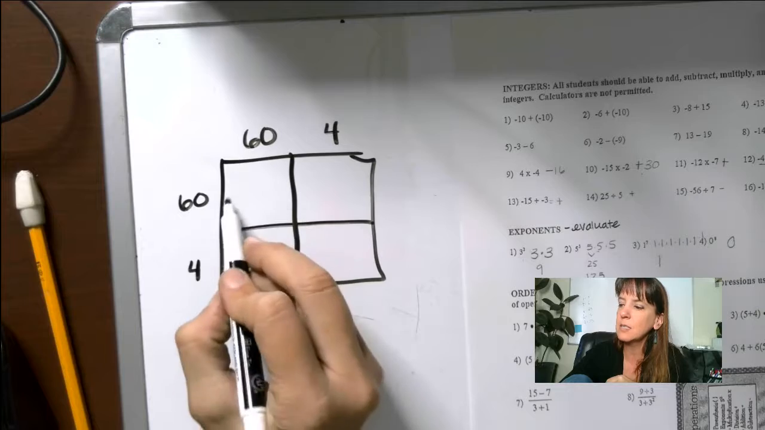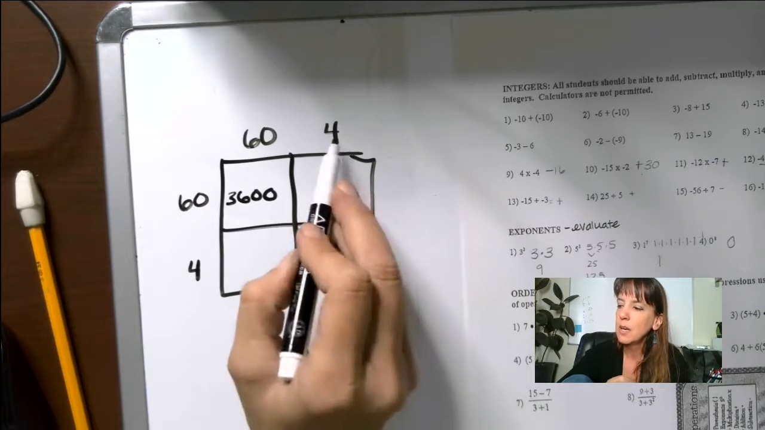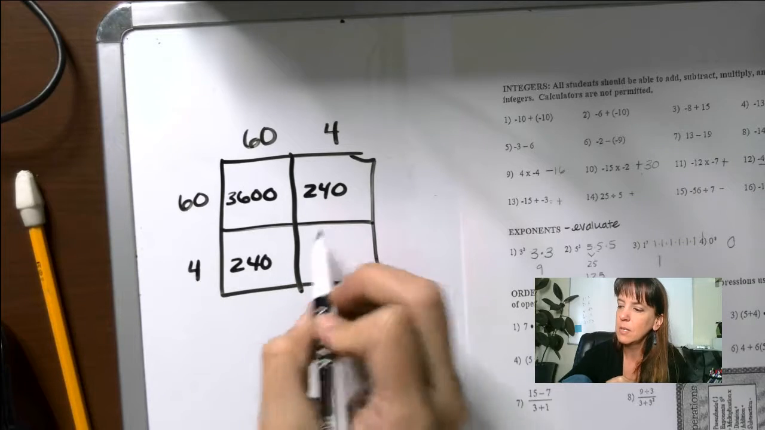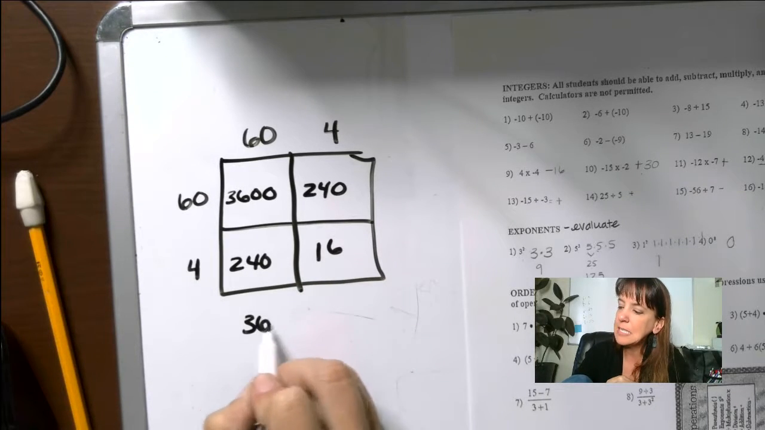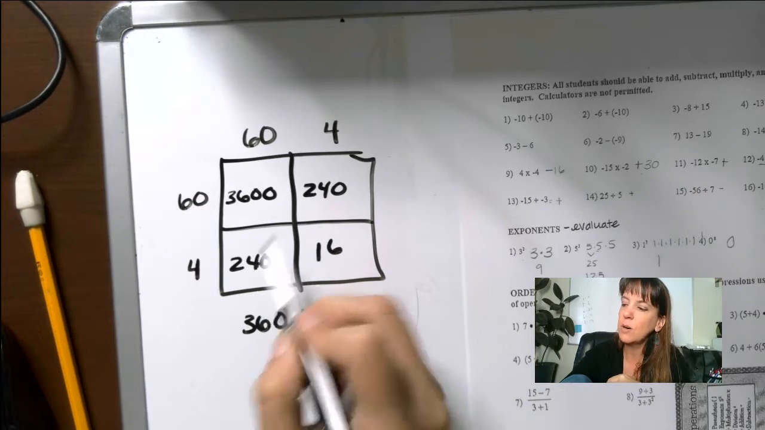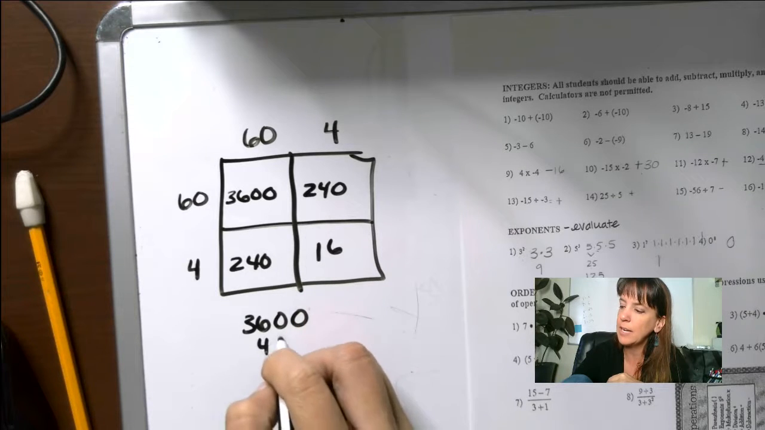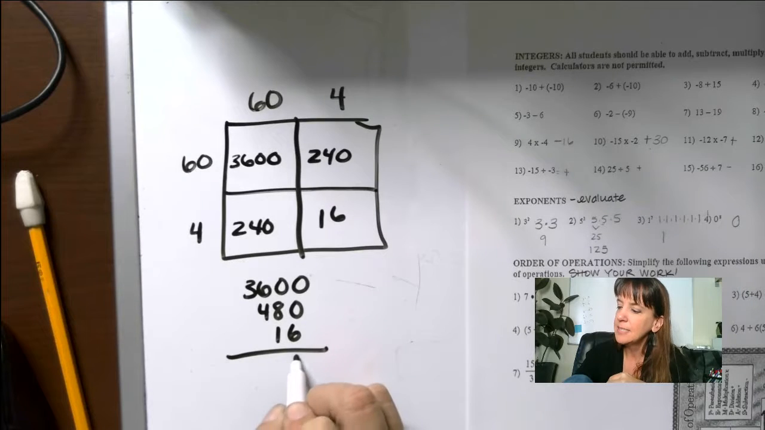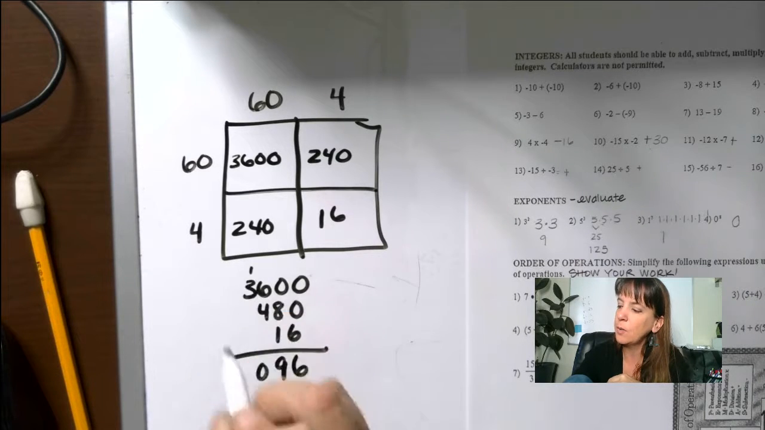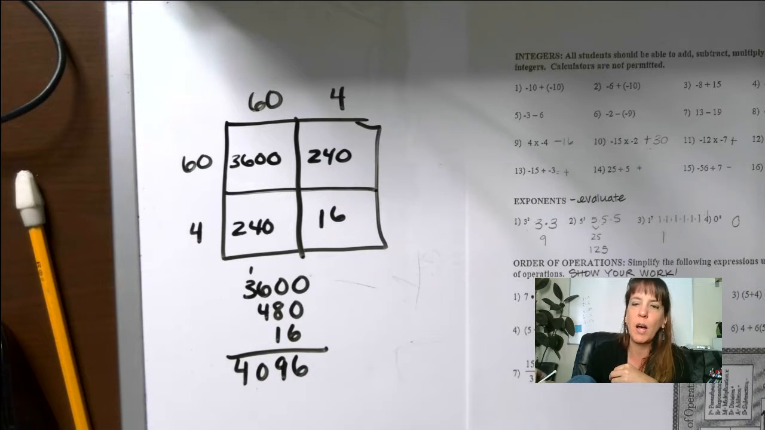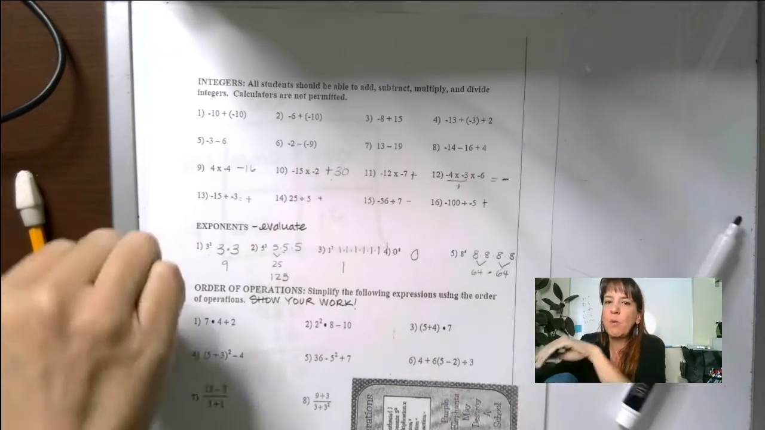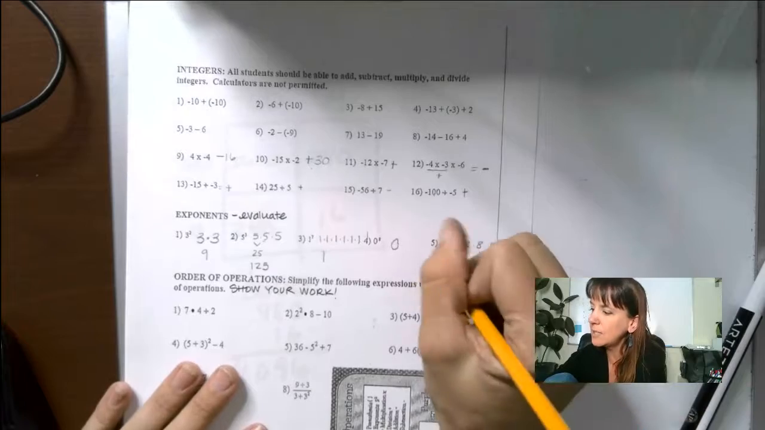So 6 times 6 is 36 with 2 zeros. 6 times 4 is 24 with a 0. 6 times 4 is 24 with a 0. 4 times 4 is 16. So we have 3,600, and then 24 and 24 is 480. And 16, we add all those up, we get 4,096. So we come back over here, 64 times 64 is 4,096.